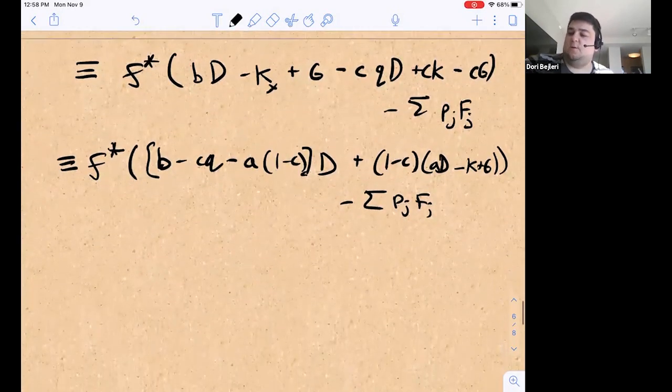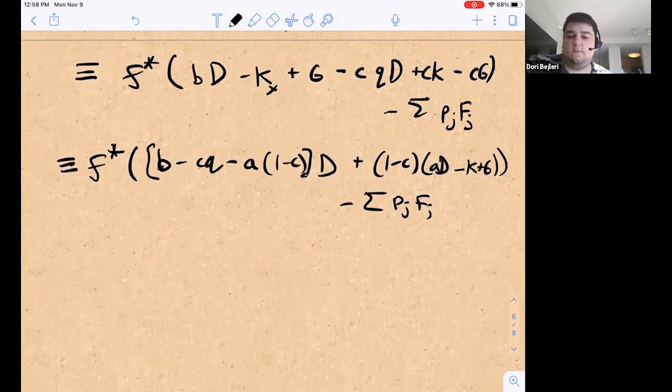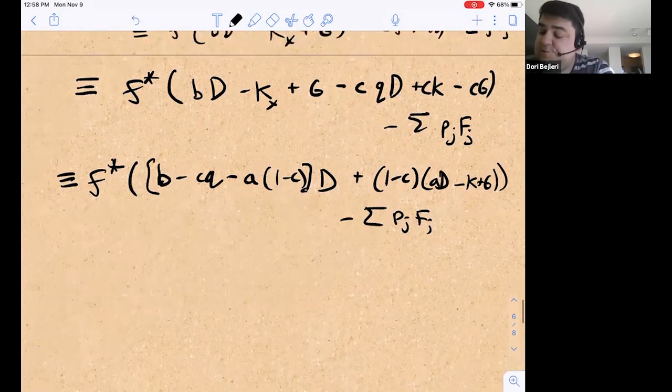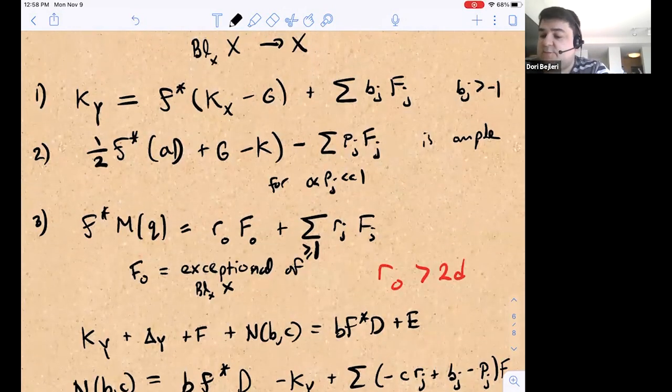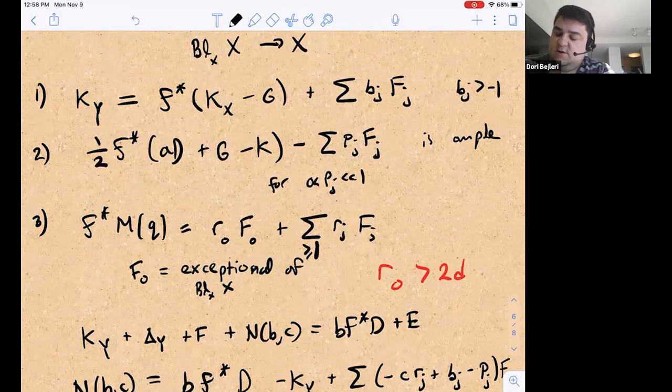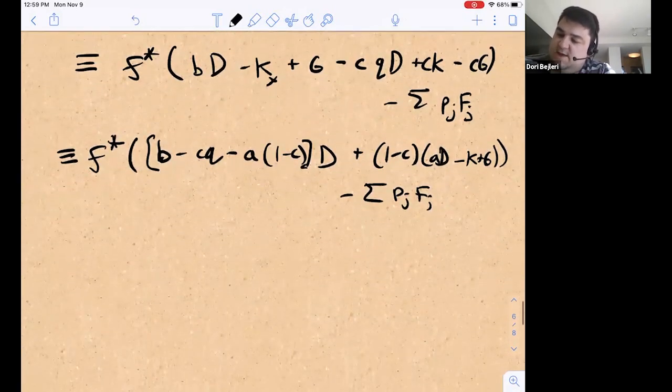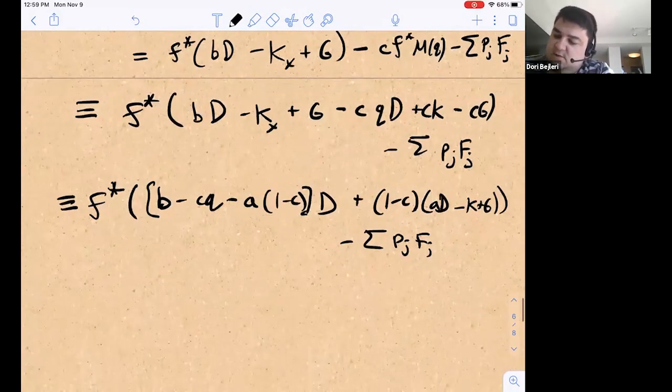So what do we need? We need to go one step further, because where is our ampleness coming from? It's coming from 2. And in 2, we put this 1/2, which at this point it's not clear why we should have a 1/2, but we know that we want to include some portion of this 1 minus C times AD minus K plus G to give us positivity. So might as well use 1/2.